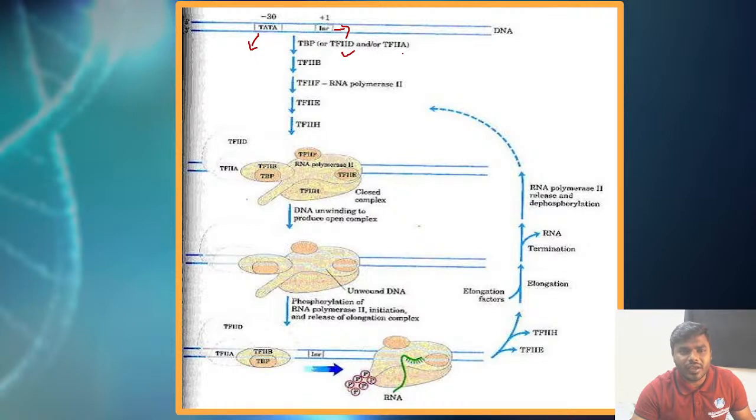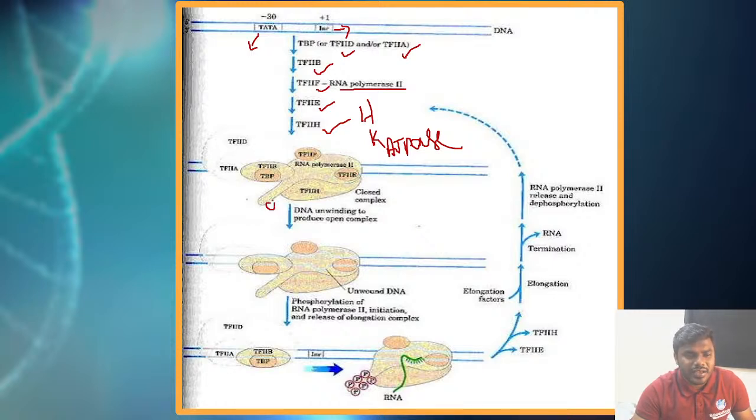Transcription factor 2D, followed by transcription factor 2A, followed by 2B, followed by transcription factor 2F, which is associated with RNA polymerase 2. Then transcription factor 2E, transcription factor 2H. What is the function of 2H? I said helicase, kinase, ATPase activity. So it has a helicase activity. It opens the double-stranded DNA. It has the kinase activity. It will do the minimal phosphorylation.